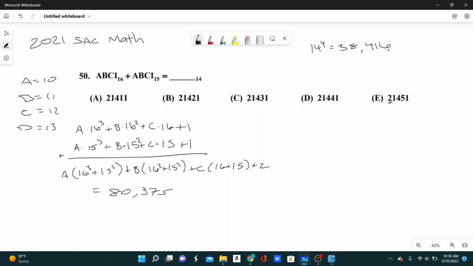Now you can also tell from the answer choices that this is going to go in exactly 2 times because all of your choices begin with the number 2. So we take 80,375 and subtract out 2 times that. So 2 times 38,416 is 76,832. So if we subtract this, we get 3,543.